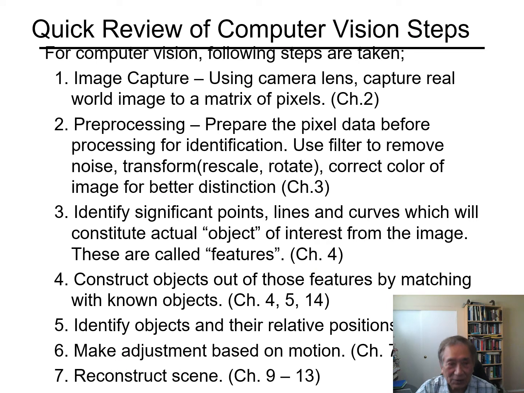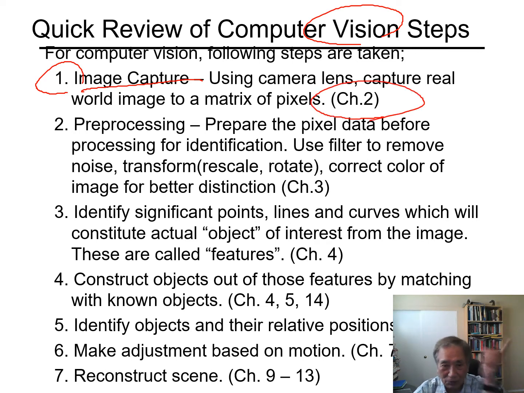So, just a quick review of the computer vision steps. The first stage is capturing the image by camera. That's what we did in chapter 1, which was the overview. Then chapter 2, pre-processing. This is very similar to image processing, IP.